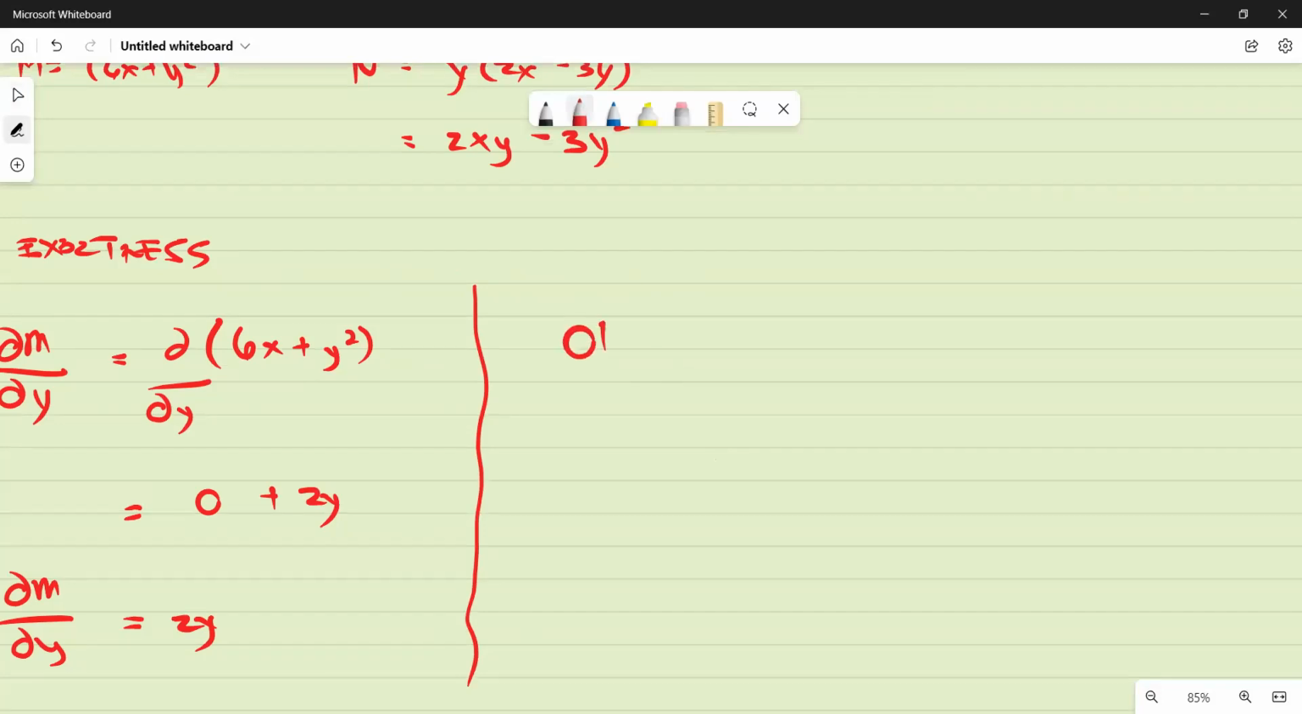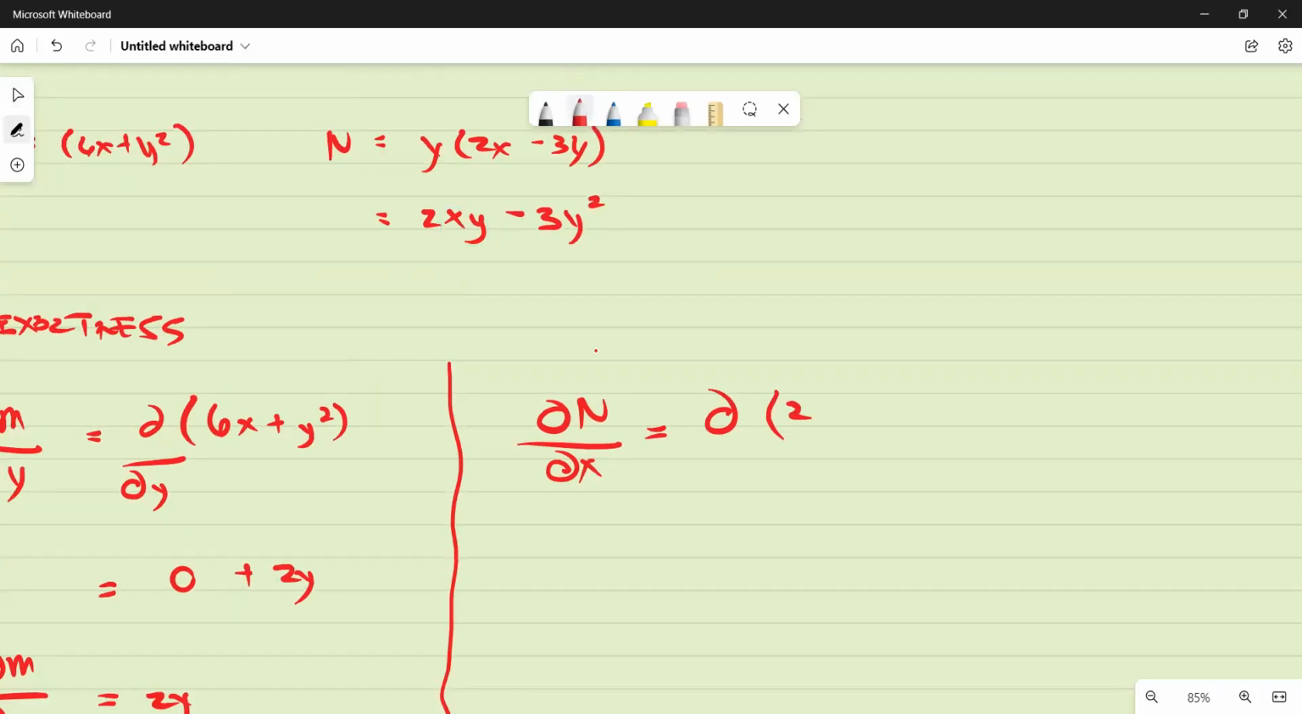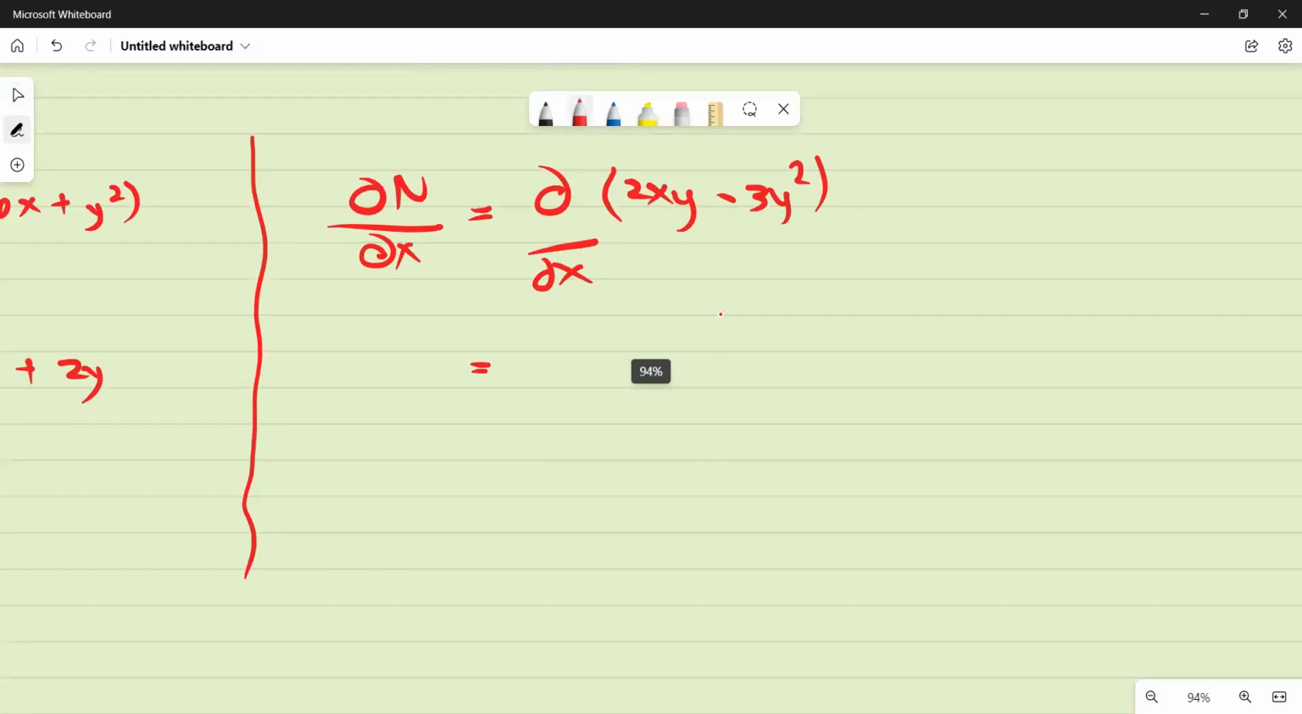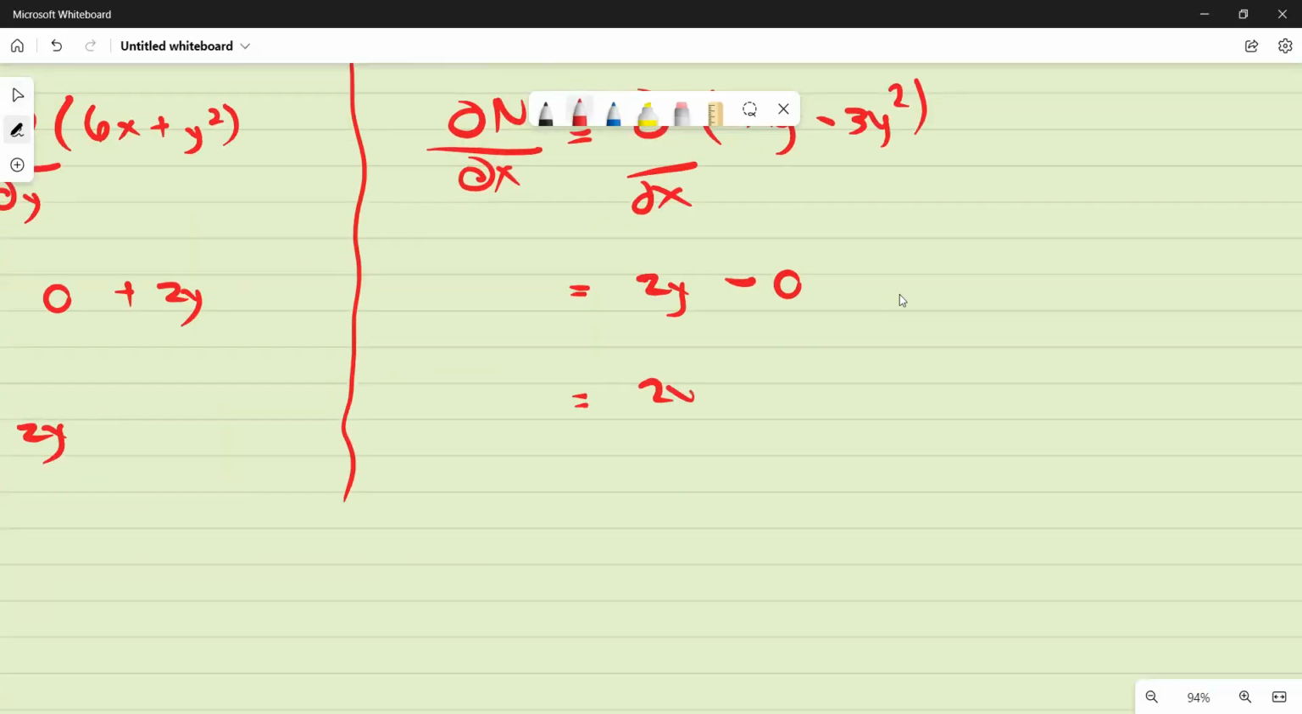Yung partial of N with respect naman to x. So that is partial of, ano yung function natin again? Ayun, no, yung 2xy minus 3y squared with respect to x. And since this is with respect to x, lahat ng y is constant, then i-derive natin lahat ng may x. So therefore, itong 2xy na yan, since with respect sa x, yung 2y treated as constant and yung x derive as 1. Minus 0 kasi this is pure constant ang ating turing dyan kasi y is constant. So therefore, that is 2y, ang partial of N with respect sa partial of x natin.